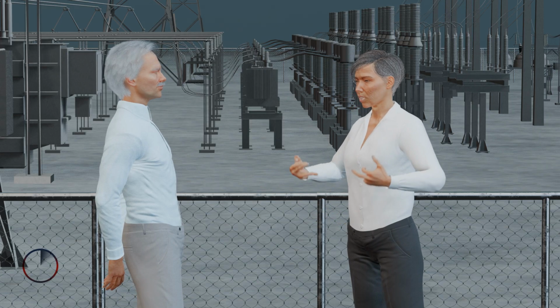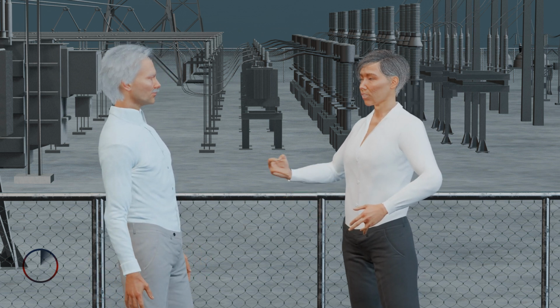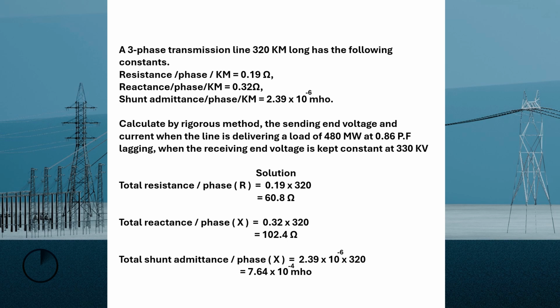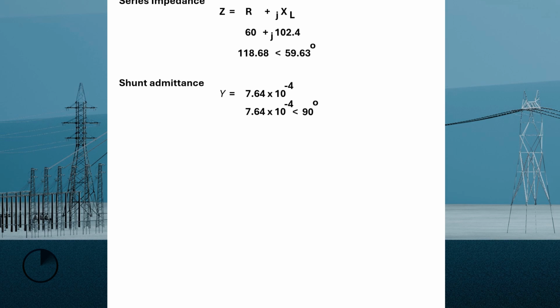Having calculated the total resistance, reactance, and shunt of the line in a span of 320 kilometers, the series impedance can easily be obtained. That is because impedance Z is the combination of resistance and reactance. Impedance is equal to resistance plus JXL. That is 60.8 plus J 102.4, and when converted from rectangular form to polar form, the impedance of the line will be 118.68 at an angle of 59.63 degrees. In the same vein, the shunt admittance of the line can be written as 7.64 times 10 raised to power minus 4 at an angle of 90 degrees mho.